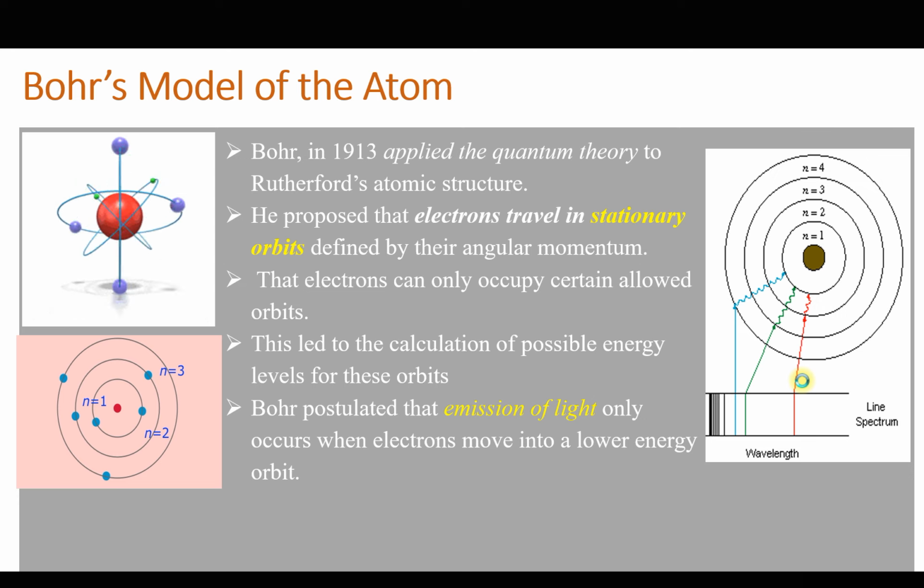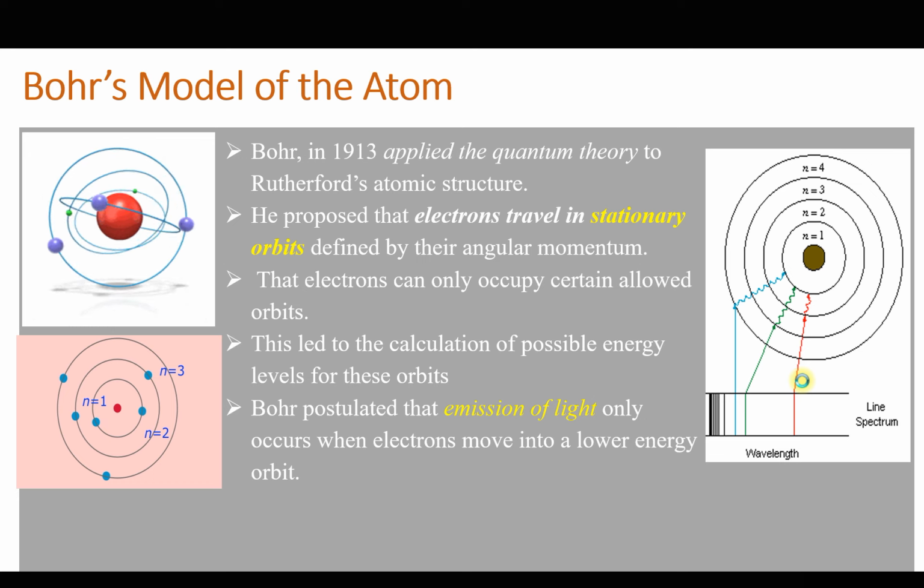So these stationary orbits, or these allowed orbits, led to the calculation of possible energy levels for these orbits. If there exist only certain allowed orbits or only certain stationary orbits in which electrons revolve around the nucleus, and Niels Bohr suggested that while in these orbits the electrons do not emit energy, then several calculations had to be carried out to come up with these possible energy levels or these possible stationary orbits.